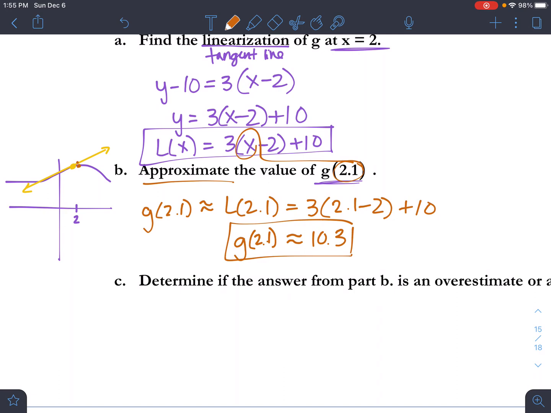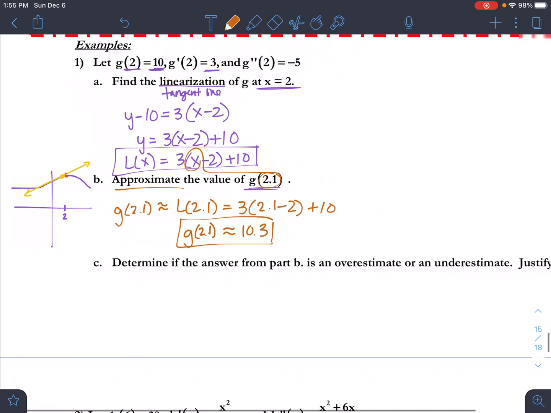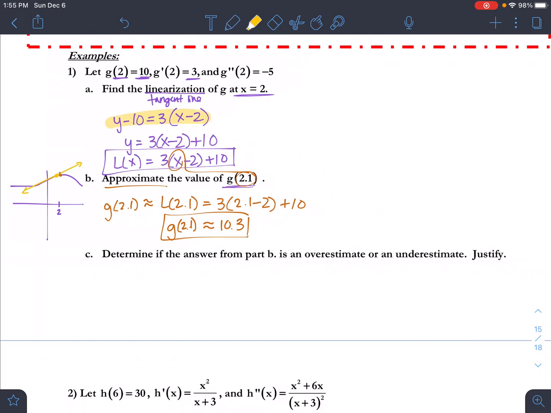Now, the nice part here is you don't actually have to use L of x. You could have used this right here. We could have been doing this before, right? So what if I just did y minus 10 equals 3 times, and plug in 2.1 instead of x? If you solve this, you get 10.3. So exactly the same answer. So don't be confused that this is something crazy and new. Basically, the main goal is that you're getting 10.3 for that answer.